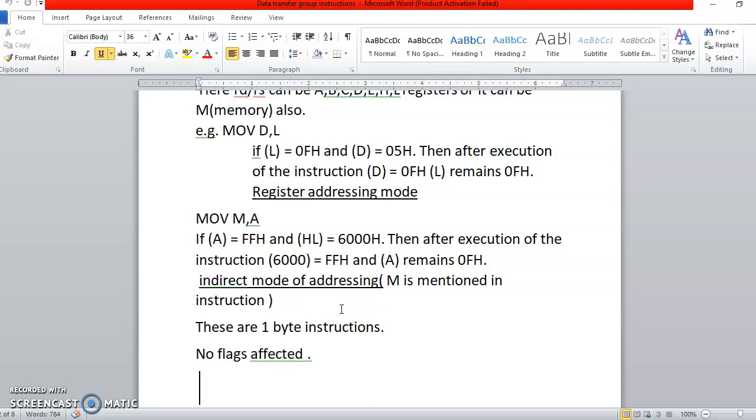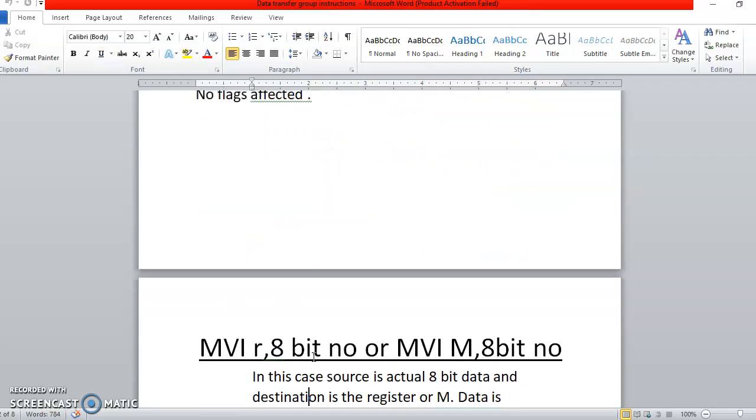But whenever a question is asked to explain a certain instruction, you have to give the syntax of the instruction, you have to explain the working of that particular instruction, you have to take an example like this and explain the example. You have to write the addressing mode, you have to write how many bytes the instruction is, whether the flags are affected or not. All these things are necessary.